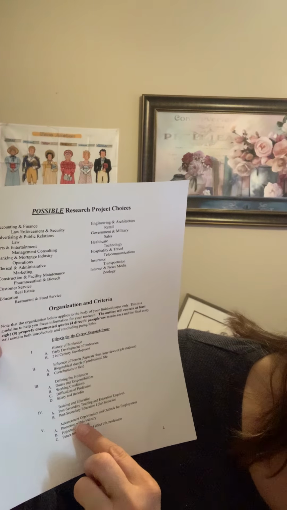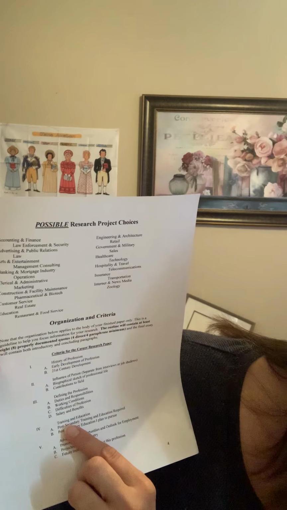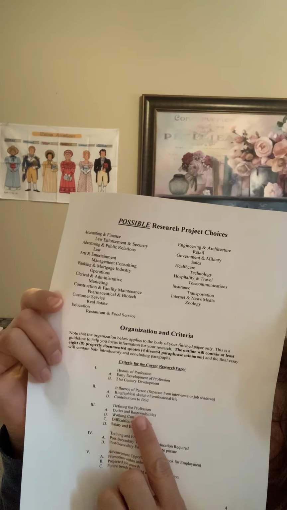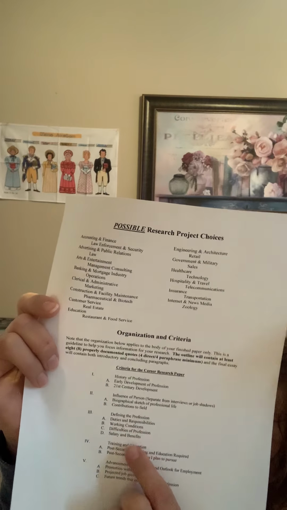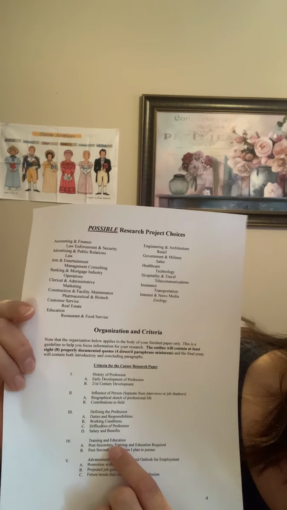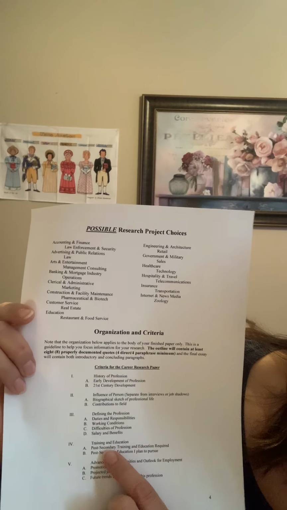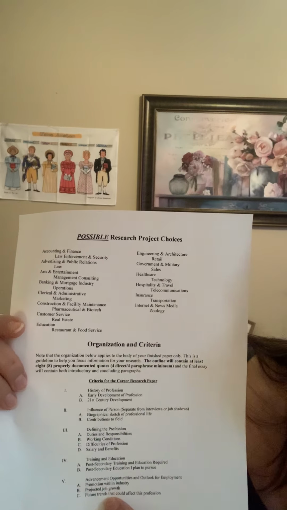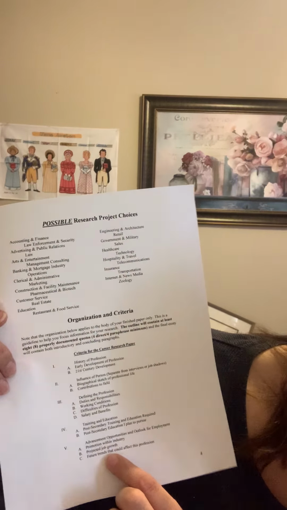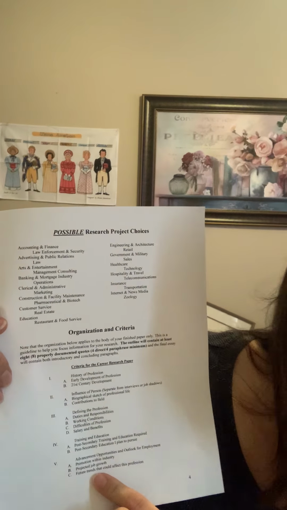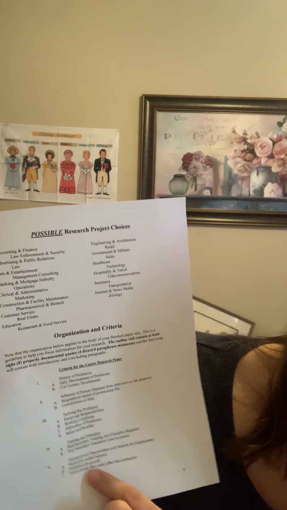And then number 5, for training and education. What do you need to do training-wise, and all these subcategories? Number 5, training and education that you plan on. I already did that one. This is rough. I miss you guys. I miss our classroom. Advancement opportunities and outlook for employment. And it talks about all the subcategories there that you can utilize, okay?